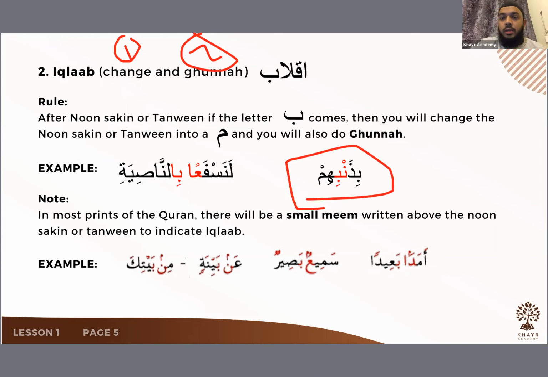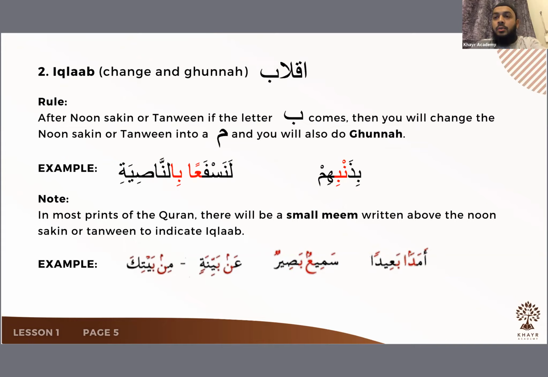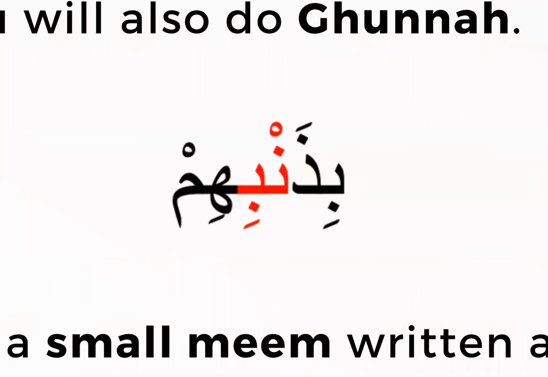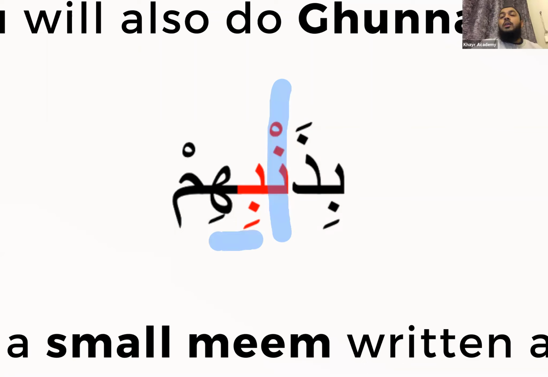After noon sakin. Let me just zoom into the examples so we can see it nice and clearly. Can you see there's a noon sakin here? Everyone? After noon sakin, what happened? After noon sakin, the letter ba came. So what do we do now? Do we read it nice and clear, fast and clear, like Izhar? بِذَنْبِهِمْ? No, we don't. We have to do two things.